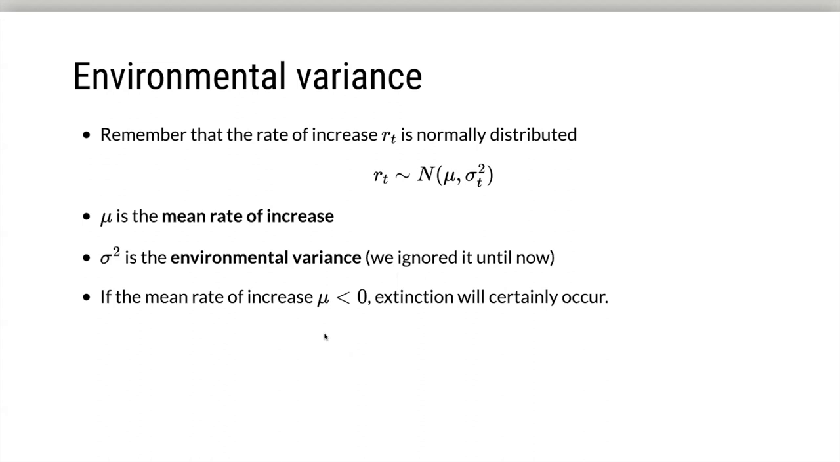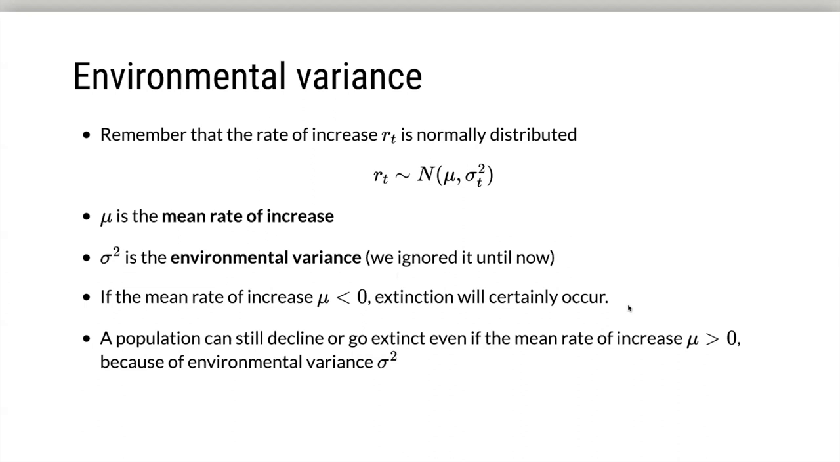So if the mean rate of increase is less than zero, it's quite likely that the population can go extinct. But if it's bigger than zero, it doesn't mean that the population will grow for sure, because the population can still go extinct or decline because of environmental variance, okay? Especially for small populations. Even if it's growing slowly, just because there are random variations from one year to the next, it can drive the population to extinction. So we really want to account for that in the population viability analysis.